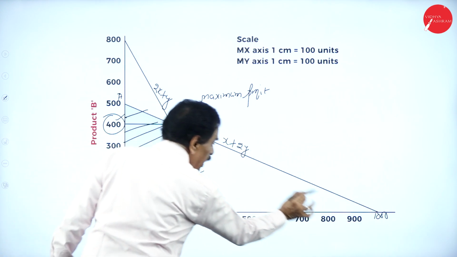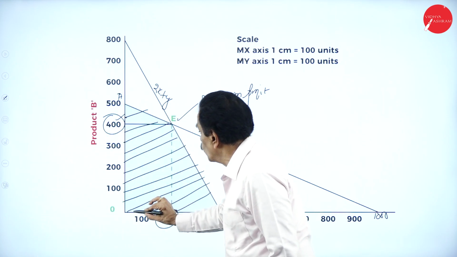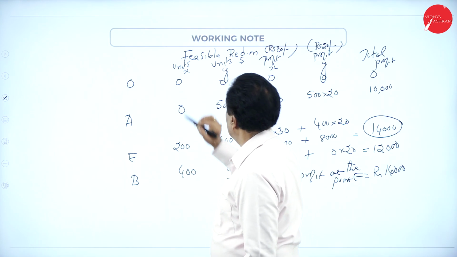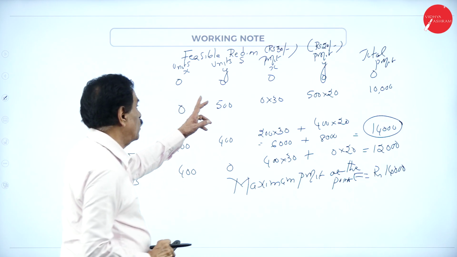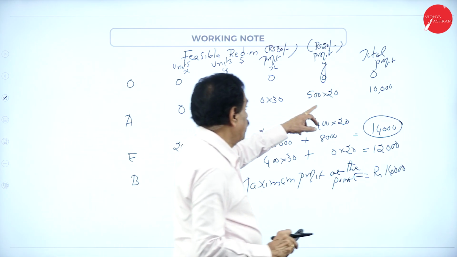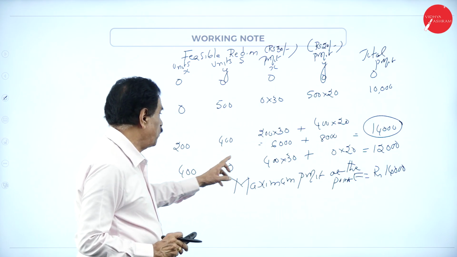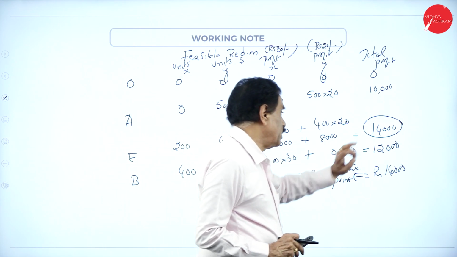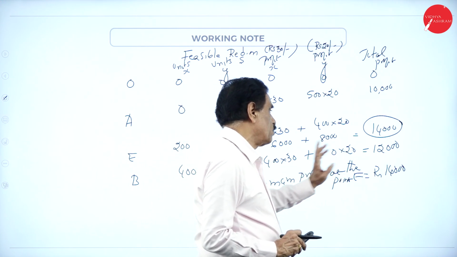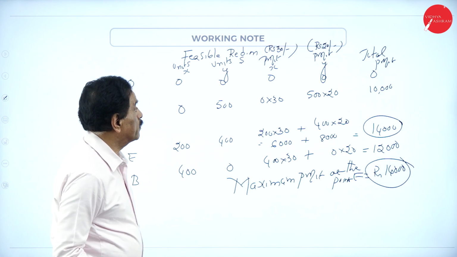I put this as A, this as B, this as E. So the 4 points are O, A, E, B. At the point O, x is 0, 0. At the point A, x is 0, 500, 500 into 40 is 20,000. At E, 200, 400, 200 into 40 plus, 14,000. At the point B, x is 400, 0, 400 into 30 is 12,000. So the maximum profit available is 14,000.